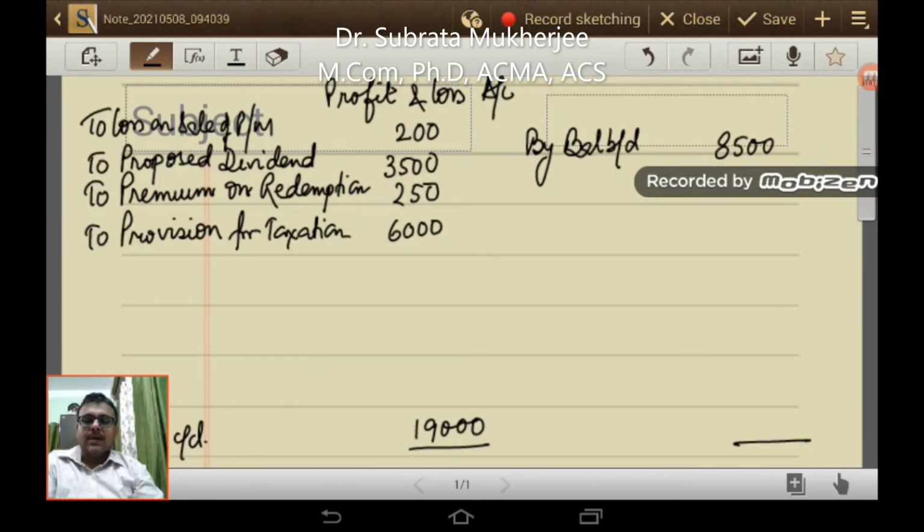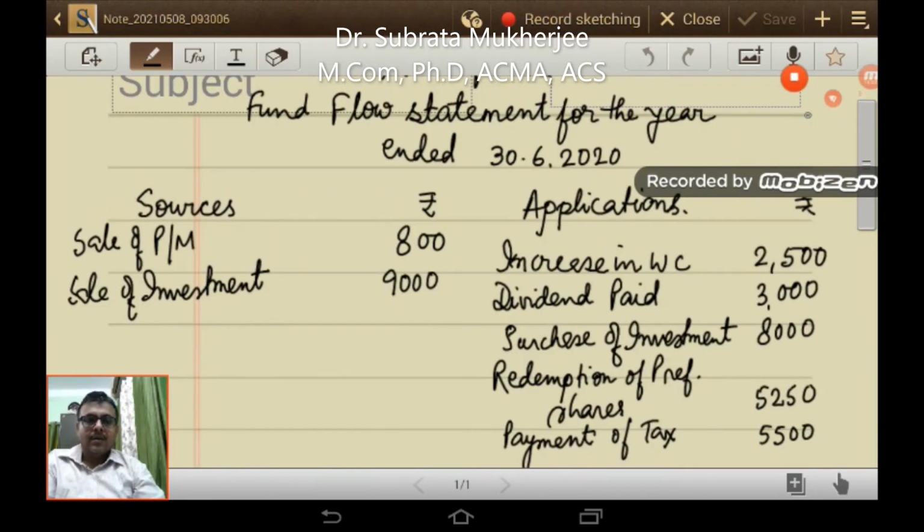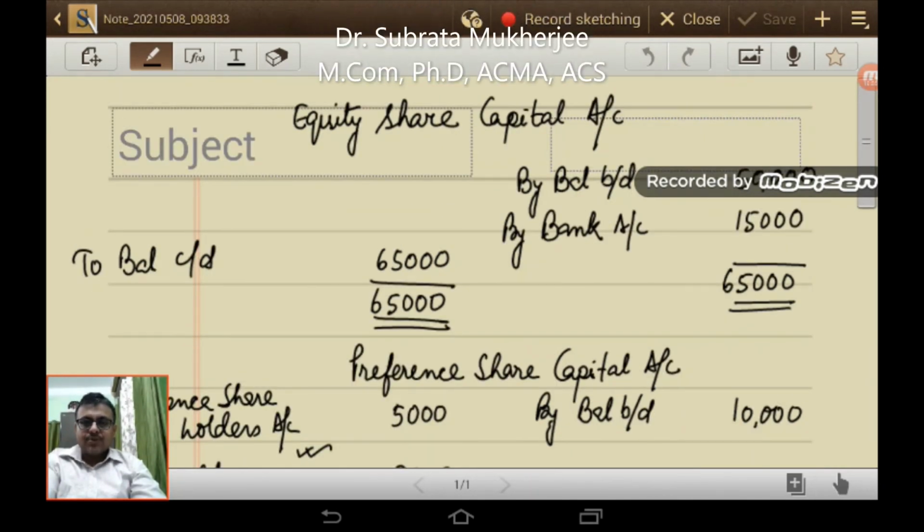In profit and loss account I have placed provision for taxation rupees 6,000, and in fund flow statement I have written payment of tax rupees 5,500. So after posting all the opening and the closing balances of the balance sheet, I have passed the journal entries for the adjustments given in the additional information. After posting all of them, it is now time to close the balances or the ledgers that I have opened.